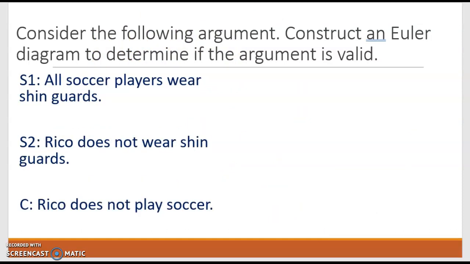Consider the following argument, and let's construct a Euler diagram to determine if it's valid. Statement 1, all soccer players wear shin guards. Statement 2, Rico does not wear shin guards. Conclusion, Rico does not play soccer. Okay, so all soccer players wear shin guards.